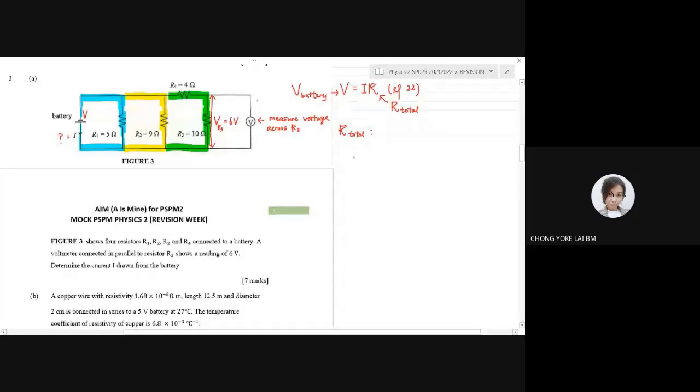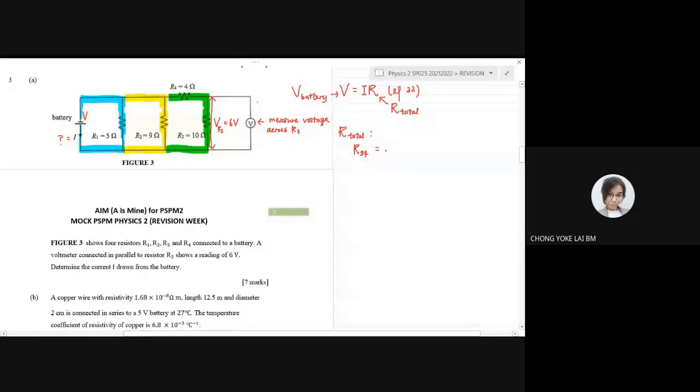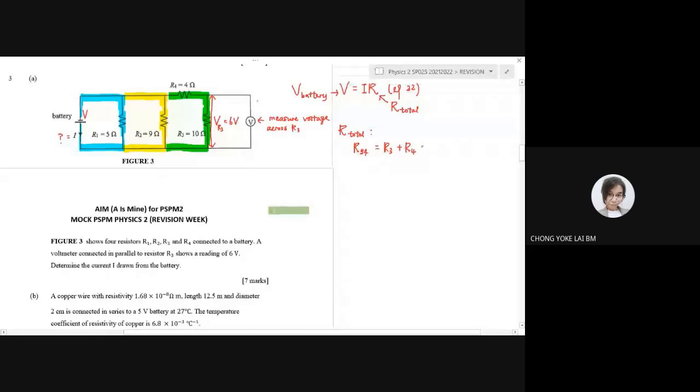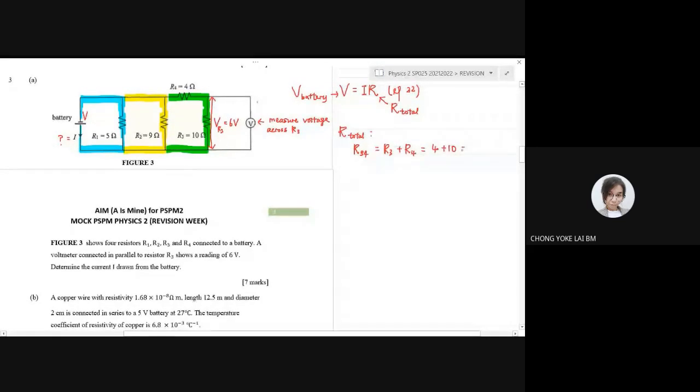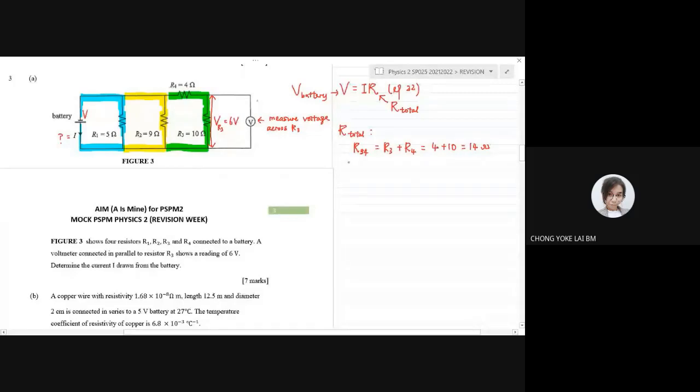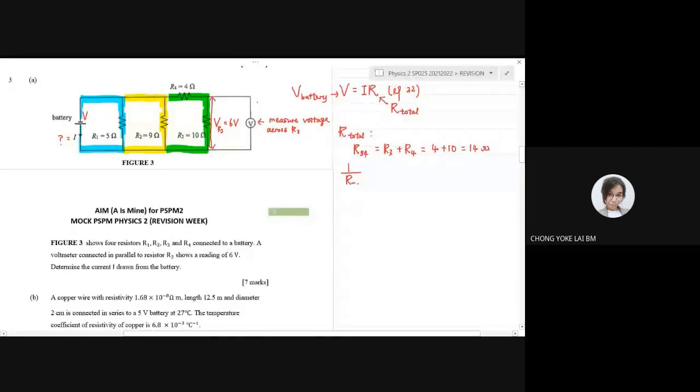So kita cari dulu R total, kita mulakan dengan R3 and R4. So the R34 will be R3 plus R4 sebab dia series. So 4 plus 10 we get 14 ohm. And then tiga bahagian ni adalah parallel. So we have 1 over R total. Sometimes we call it R effective. Will be 1 over R34. Bahagian yang combine ni. Plus with 1 over R2. Plus with 1 over R1.